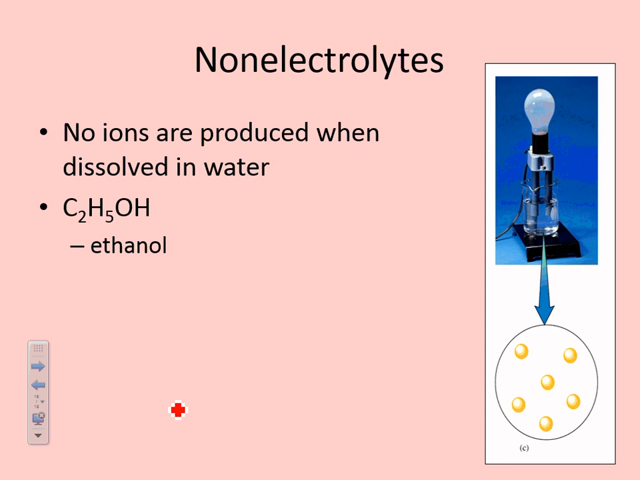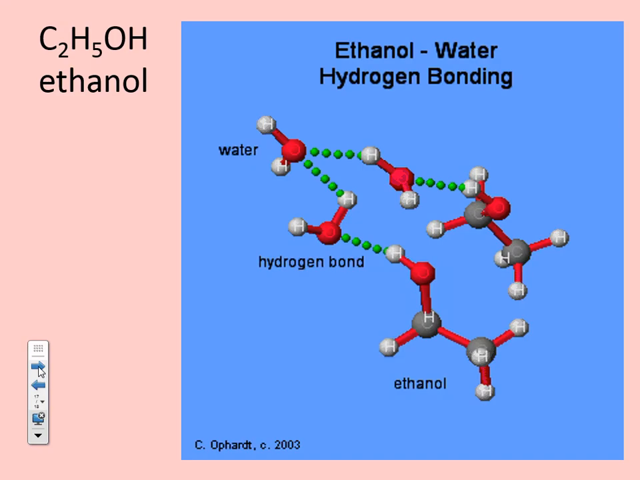Non-electrolytes don't produce any ions when dissolved in water. So we have ethanol as our example. It does not break up at all when it dissolves in water, so that's the representation here of the yellow spheres as the whole molecule of ethanol. It does dissolve because of the attraction of the oxygen in water and hydrogen and the OH bonding in ethanol, but it does not ionize.